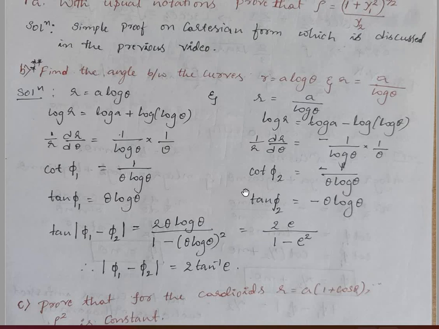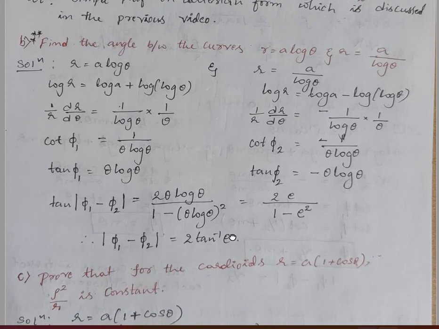By simplification, that is, solving these two curves, I will get the value of log theta, and hence theta. What is the theta value here? Theta equals e. Substituting that theta value, I get 2e by 1 minus e square. Taking tan inverse of 2e by 1 minus e square is nothing but 2 tan inverse e. This is the angle between the given two curves.